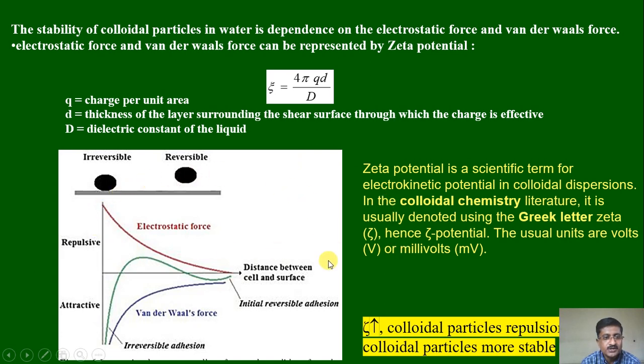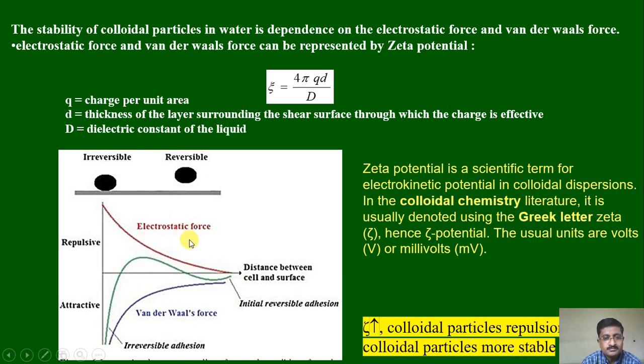Now if you concentrate on this particular figure, on this side the repulsive forces are there, on this side the attractive forces are there, and this particular line indicates the distance between the cell and surface, right? So this line indicates the electrostatic force, and this blue line indicates the van der Waals forces, which is an irreversible adhesion, and this line indicates the initial reversible adhesion there.